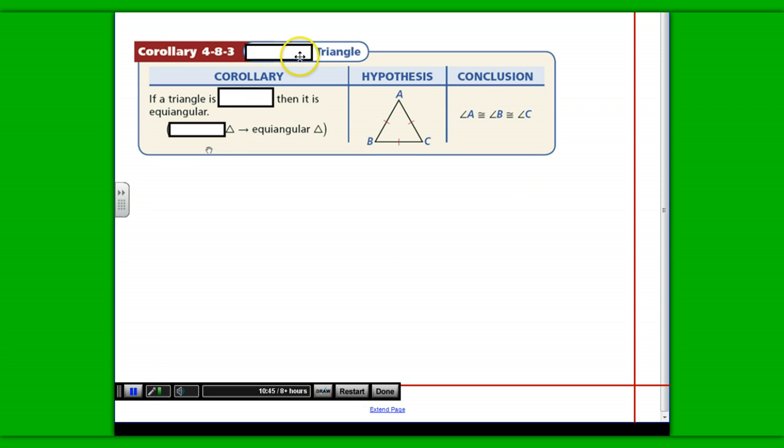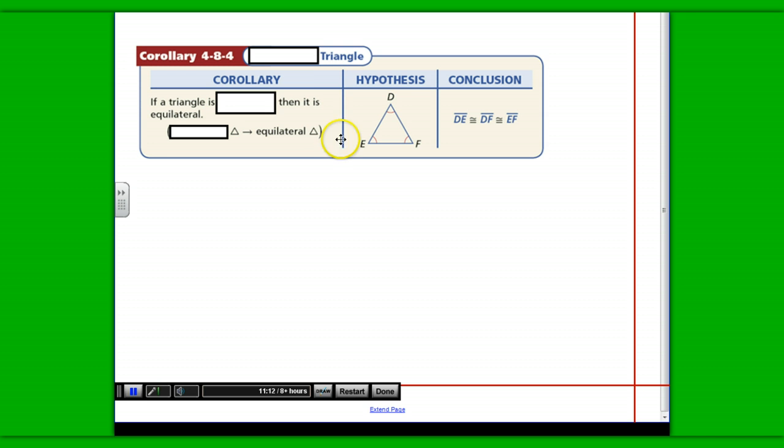It isn't simply isosceles, it has a third side that is also congruent to the legs, and so we call this the equilateral triangle. So if a triangle is equilateral, then it is equiangular. I love that word, equiangular. Equilateral triangles are equiangular triangles. And so all sides are congruent and the angles are all equal to 60 degrees.